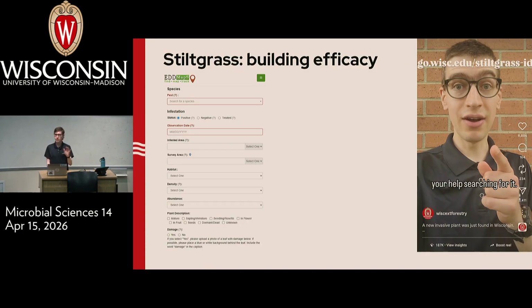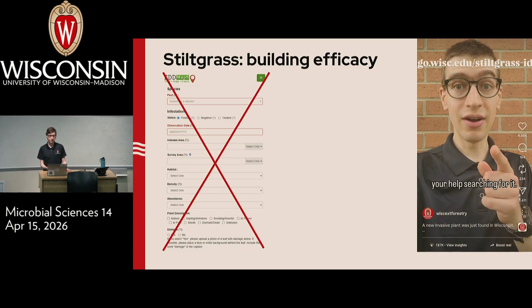So eventually we wanted all reports to go to this EDDMapS system. It's an online, publicly available database of invasive species reports. And if you're somewhat experienced in doing anything with natural resources, it's not a hard form to fill out. But if you just love nature and then happen to see stiltgrass, this form might feel a little intimidating. You might just be like, it's not worth the effort.